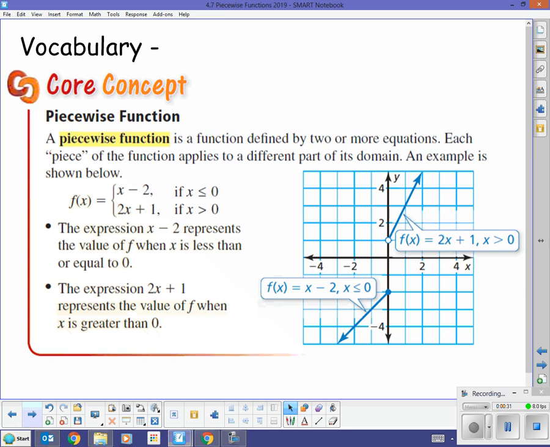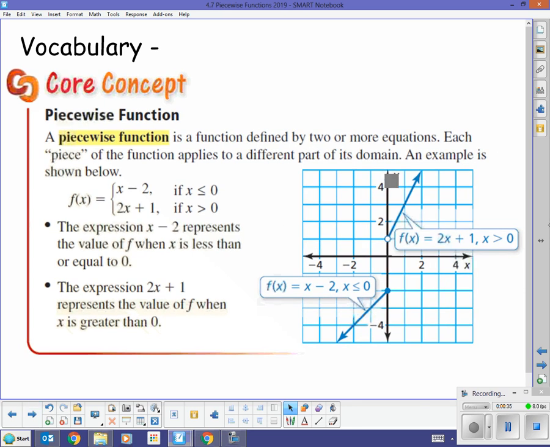A piecewise function is a function defined by two or more equations, and each piece of the function applies to a different part of the domain. An example would be this. This whole thing is considered the whole function, but the first part says that if x, our domain, is less than or equal to 0, then we're going to use this equation. If it's greater than 0, then we'll use the second equation.